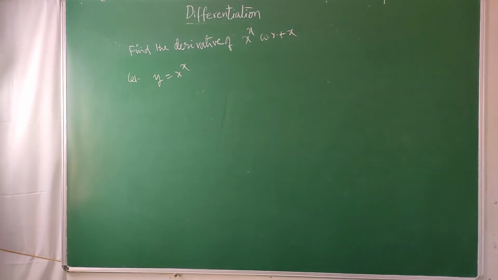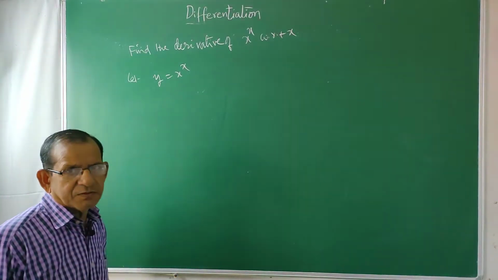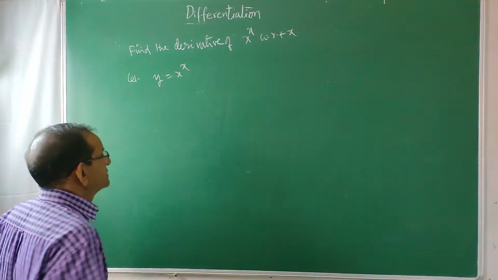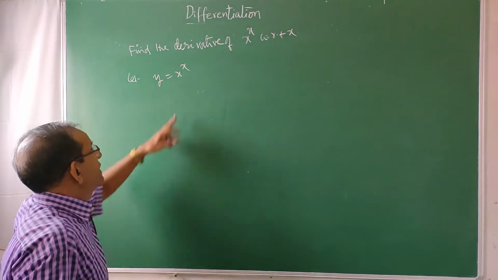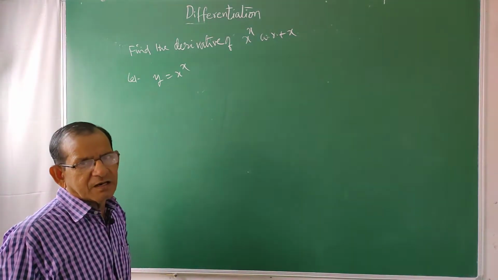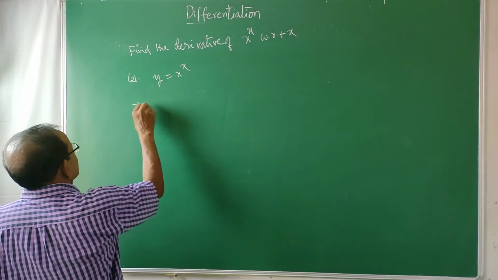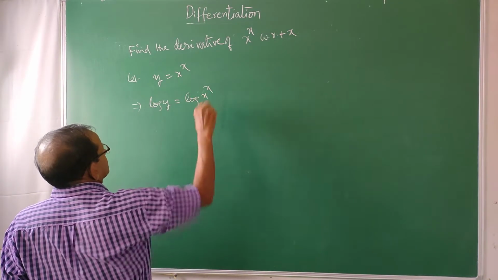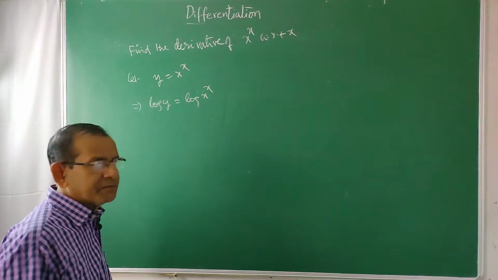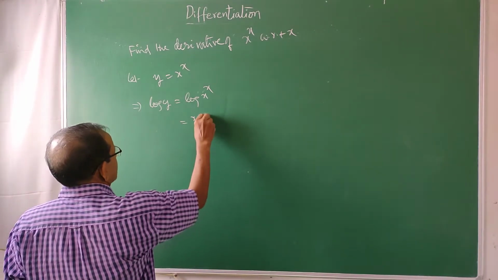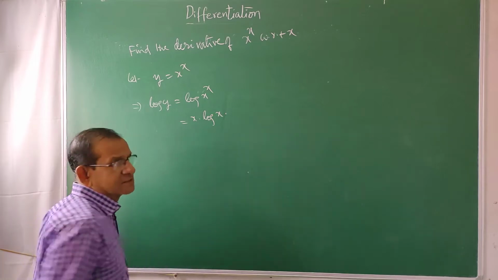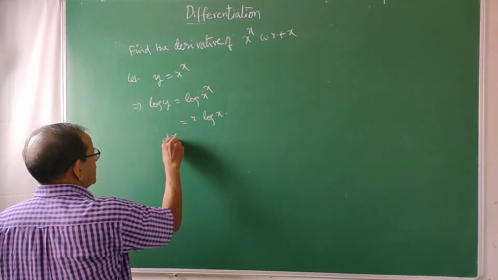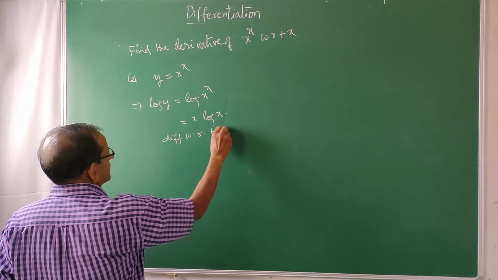Now I have to find out the derivative of x power x with respect to x. So you take x power x as y, you have to find out dy by dx. But whenever variable is there in the power, you have to take logarithm. That implies log y is equal to log x power x. But log m power n is n log m. So this is x log x. x into log x. Now differentiate with respect to x.